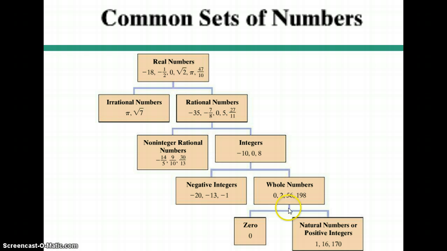Again, whole numbers are divided into 0 and natural numbers, which are positive integers. Look at here, the number 0. Natural number or positive integer means all counting numbers, meaning we count from 1, 2, 3 till infinity. So look at some examples: 1, 16, 170. So all positive integers are natural numbers.